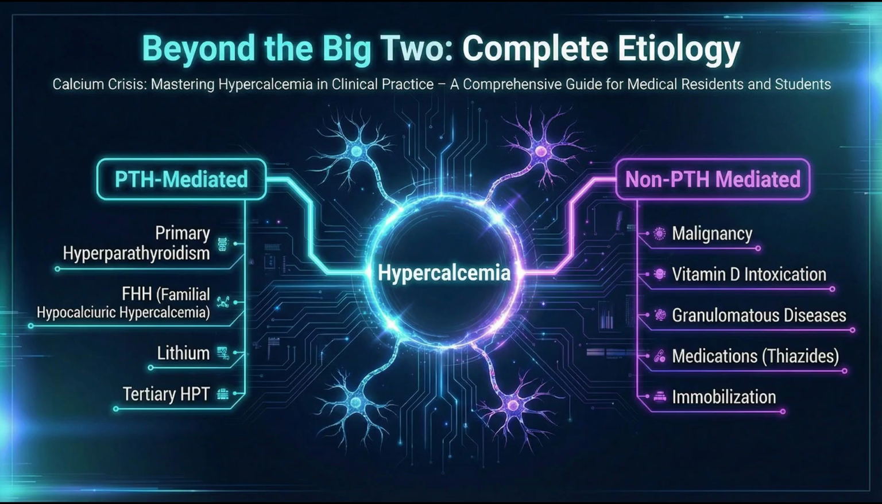Let's expand our differential. We divide causes into PTH-mediated and non-PTH-mediated. PTH-mediated causes include primary hyperparathyroidism, which is most commonly due to a parathyroid adenoma, lithium therapy, and familial hypocalciuric hypercalcemia. Non-PTH-mediated causes include malignancy through various mechanisms, vitamin D excess, granulomatous diseases like sarcoidosis, medications including thiazides, and conditions with high bone turnover such as hyperthyroidism and immobilization.